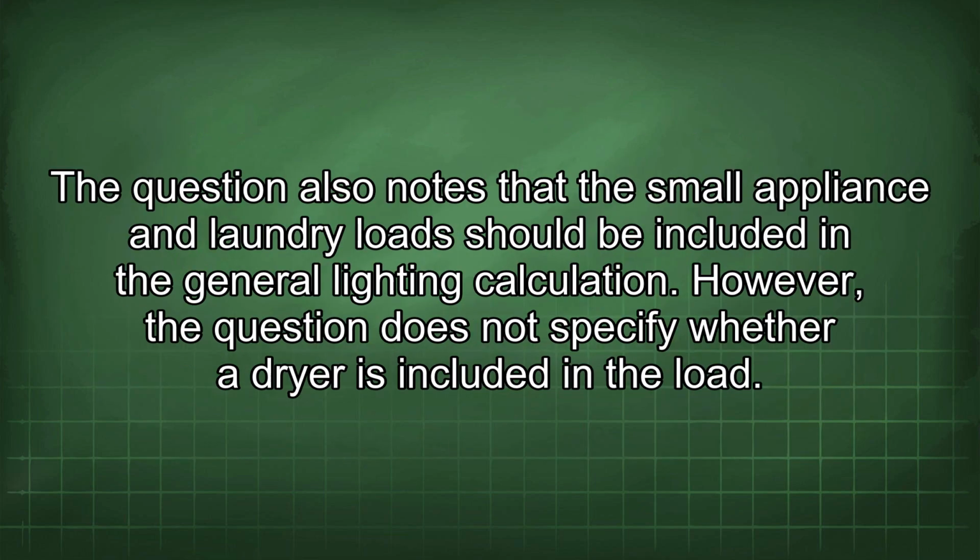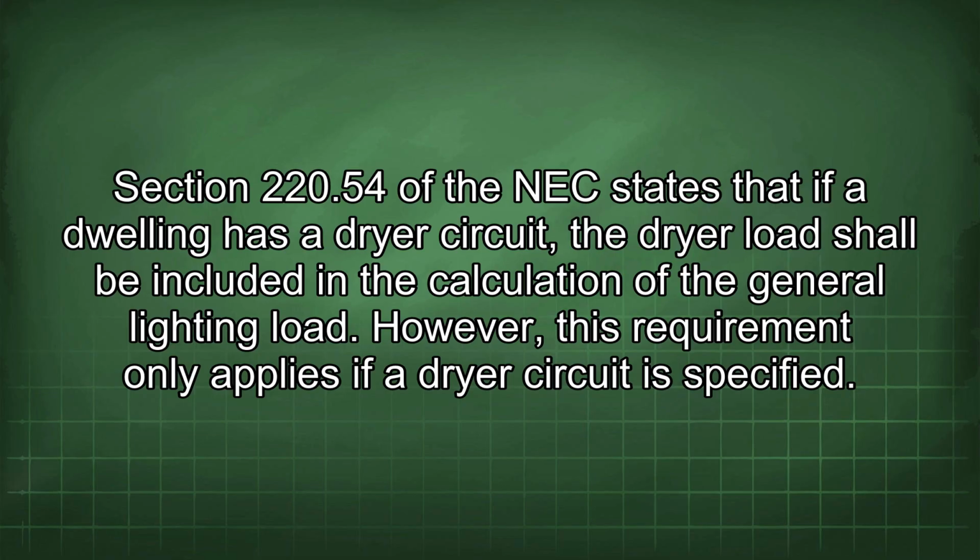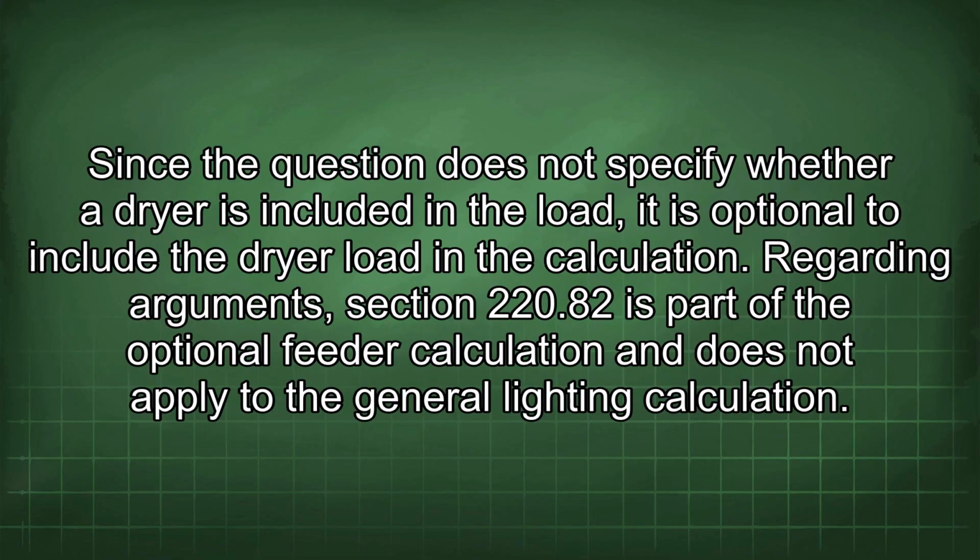The question also notes that the small appliance and laundry load should be included in the general lighting calculation. However, the question does not specify whether a dryer is included in the load. Section 220.54 of the NEC states that if a dwelling has a dryer circuit, the dryer load shall be included in the calculation of the general lighting load. However, this requirement only applies if a dryer circuit is specified. Since the question does not specify whether a dryer is included in the load, it is optional to include the dryer load in the calculation.